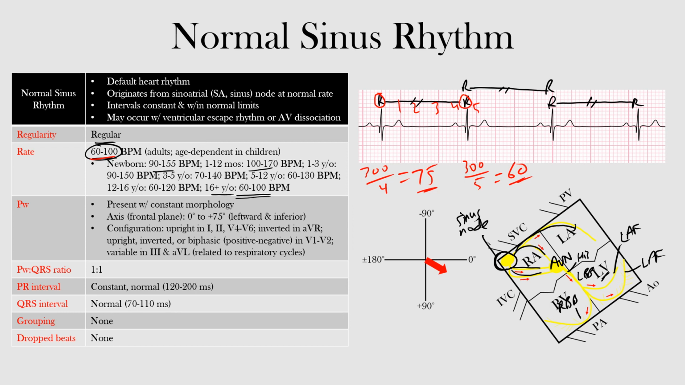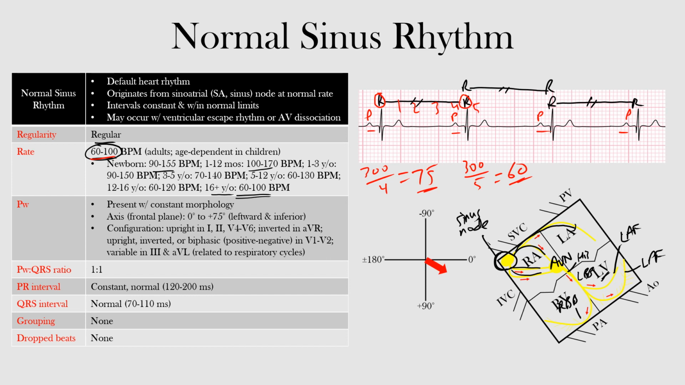In terms of the P wave, we want the P wave to be constant and have that same morphology throughout. So this is one P wave. This is another P wave, another P wave, and another P wave. Notice how they're the same morphology throughout. We want this in the sinus rhythm.